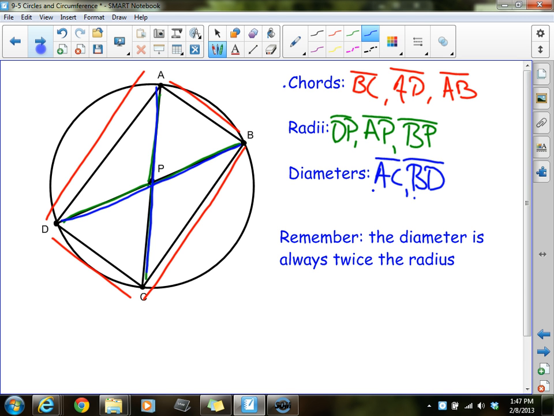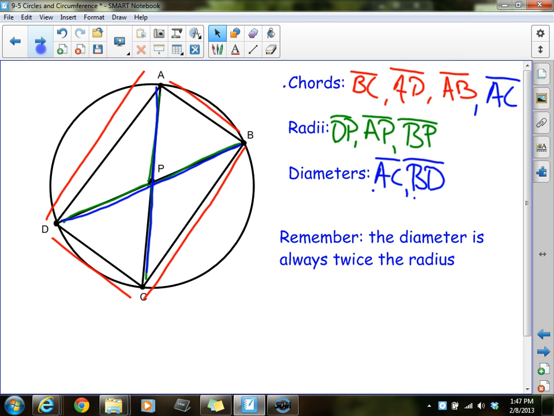Now, I do want to point out, technically, with the definition, AC and BD both would fit into the category of chords. So I'm going to go ahead and put AC in there just so that you guys can remember this. Technically, because both endpoints are on the edge of the circle, that is technically a chord. Even though it is also a diameter, it's still technically a chord.